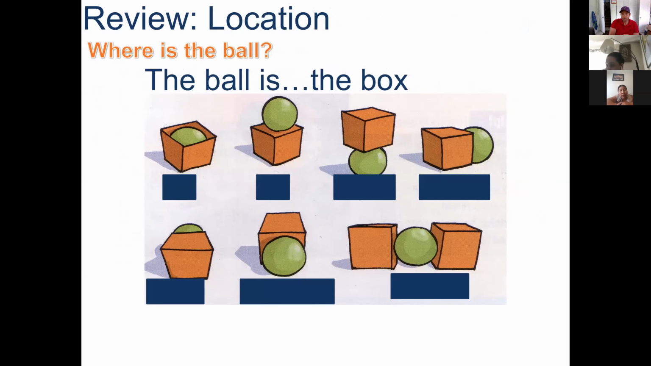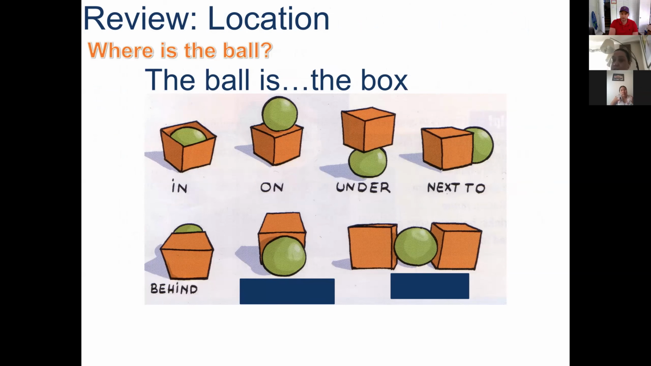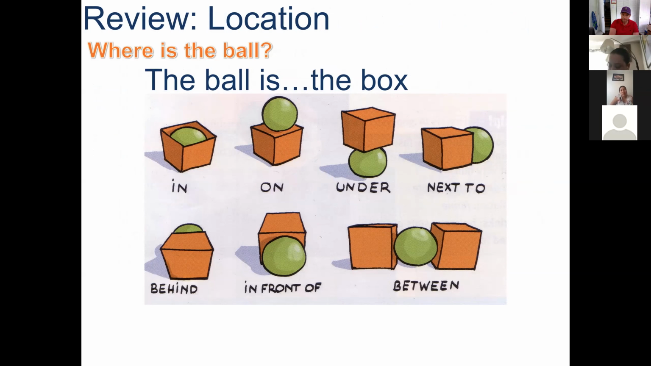So, where's the box? The box is inside, in the box, on the box, under the box, next to the box, behind the box, in front of the box, or between the boxes. Okay? Does this illustration help you with this concept of in versus on? Yeah.